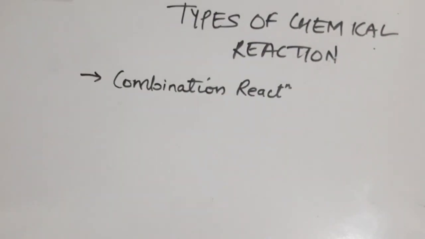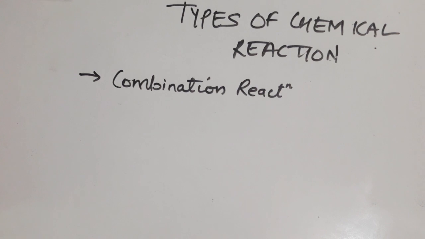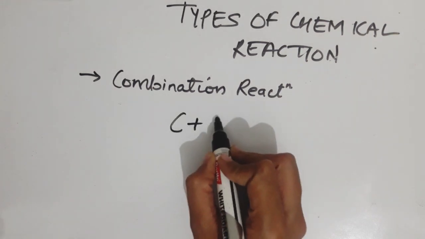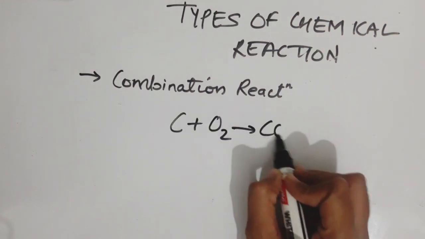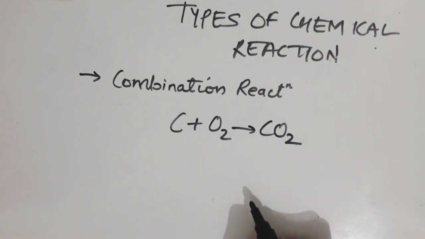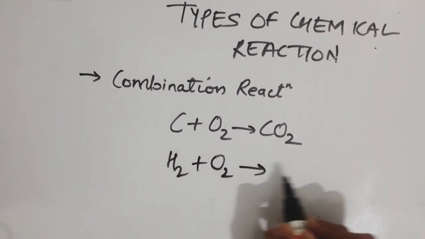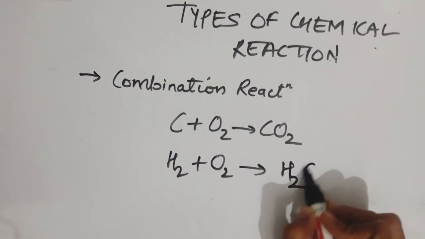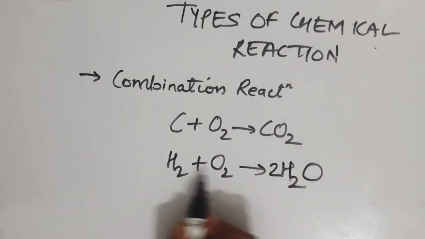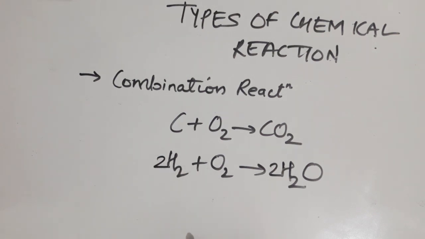For a combination reaction, when two elements or molecules combine together to give a product, then it is known as combination reaction. For example, you can take carbon combines with oxygen to give CO2. This is carbon dioxide. This is an example of combination reaction. Again, formation of water from H2 and O2. Again, two molecules of H2 and O2 are combined together to give H2O. This is a balanced equation. So again, this is a combination reaction.